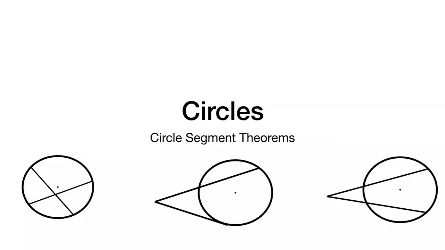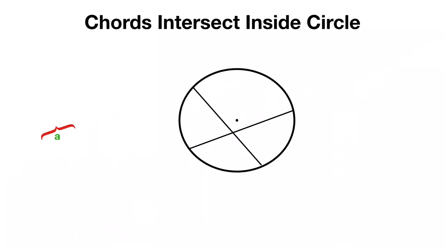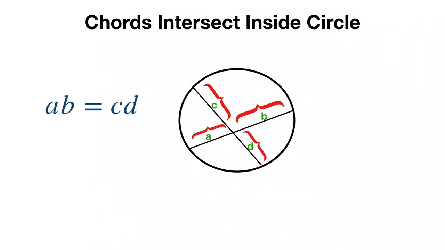Welcome to another Fast Math video, this time on circle segment theorems. Multiply intersecting chord segments in this way, such that A times B equals C times D.